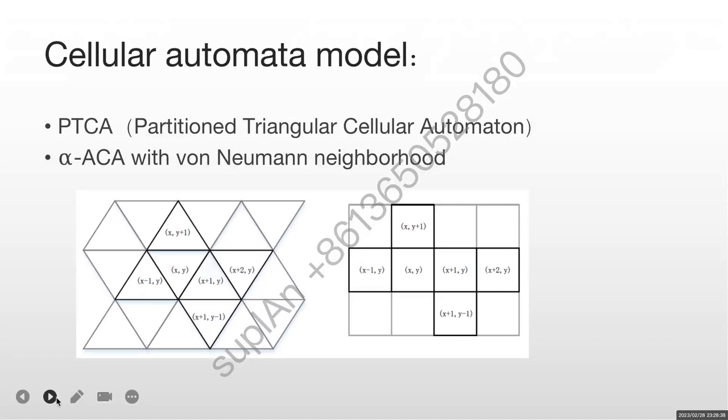Our work mainly uses these two models, PTCA and alpha ACA. Their neighborhood shapes are shown in the figure.